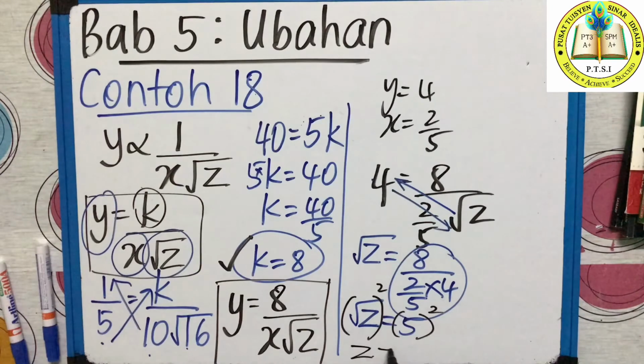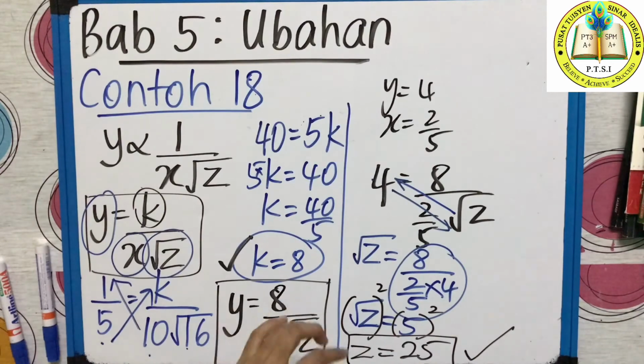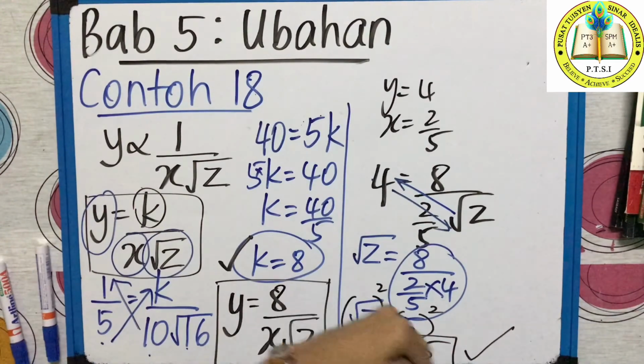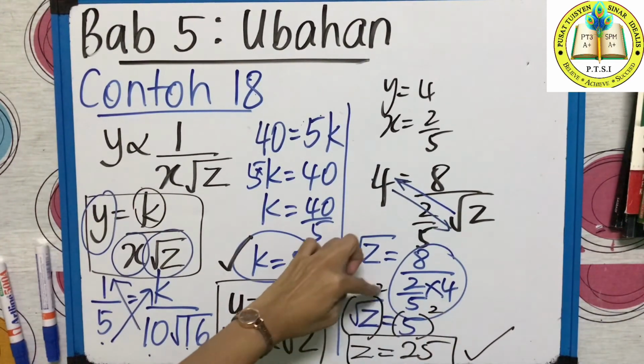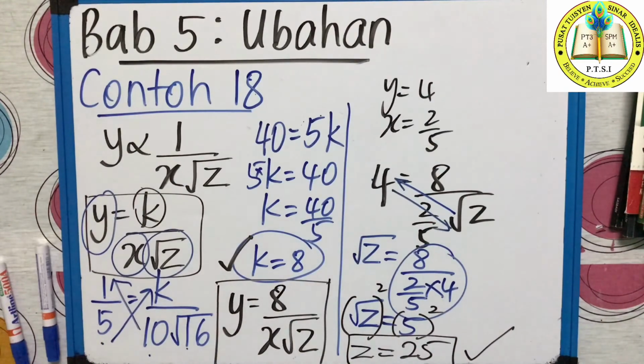So Z sama dengan 5 kuasa 2, jawapan 25. So your final answer, Z is equal to 25. Finish. So ingat kelas, kalau kuasa 2, you do root. If square, you do root. If they give you root, you do the square. So the rules you must follow. Yang ni akan hapus. So Z sama dengan 25.